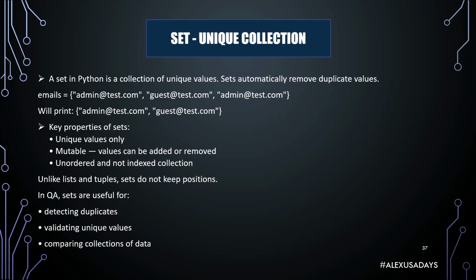Key properties of sets. A set contains only unique values. It is mutable, so values can be added or removed. And it is an unordered and not indexed collection. Unlike lists or tuples, sets do not keep positions. In QA, sets are useful for detecting duplicates, validating unique values, and comparing collections of data.